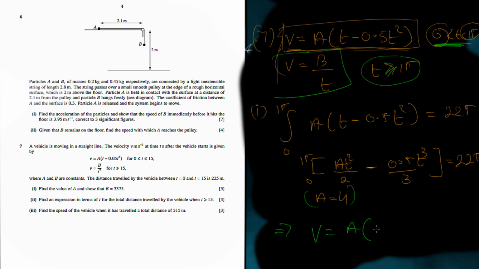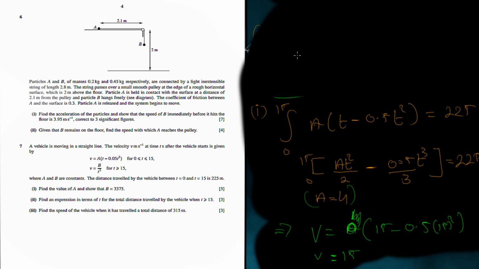We want to find the velocity at 15 seconds. a is 4, so v is 4 times 15 minus 0.5 times 15 squared. If I put it in my calculator, I should get the value of v to be 15. So right now I can make an equation for the second part. I know it's a bit confusing, but hopefully if you do a few past papers, it should become easy. I hope you give me some feedback so that I can improve my presentation too.